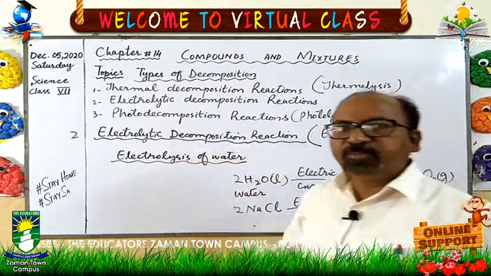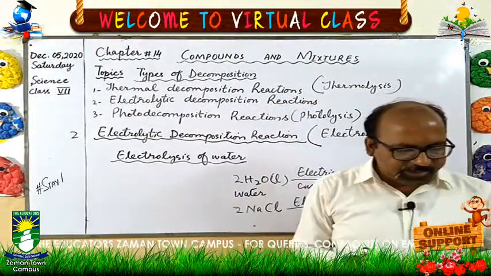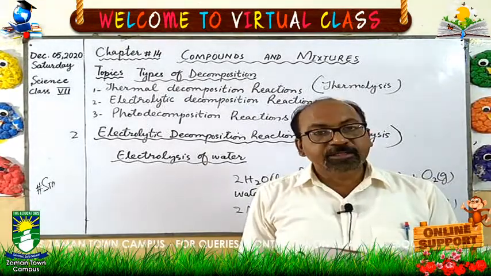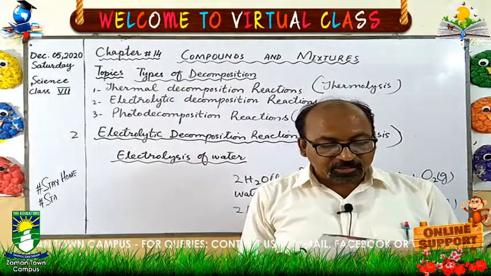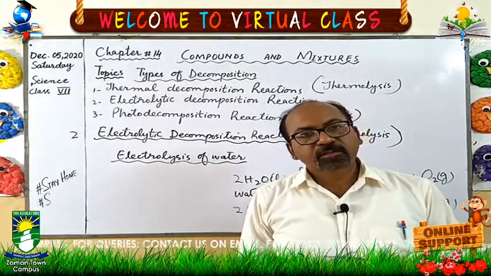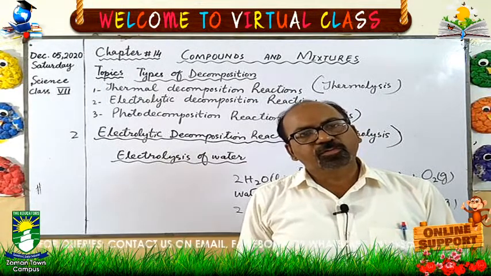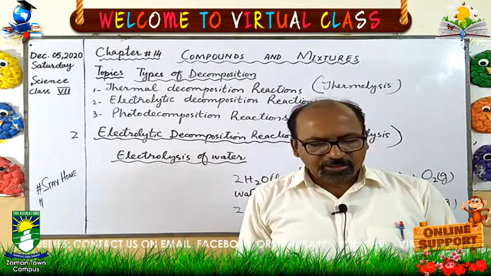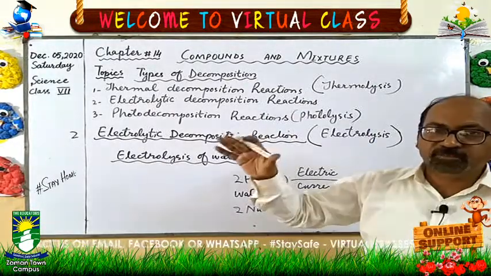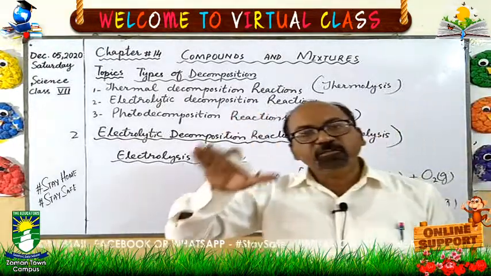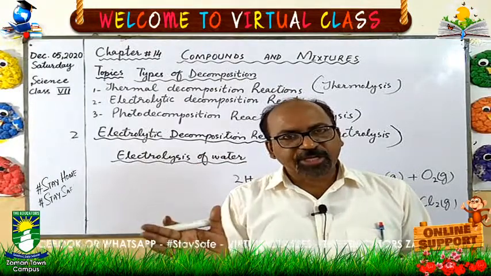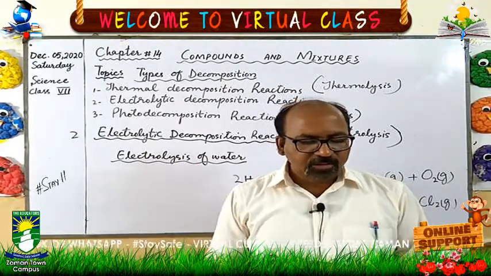So why has it changed? Because now the silver chloride is broken down into silver and chlorine. Silver is a solid, like silver you know very well, chandi, and the other is chlorine. Chlorine is a gas. A gas will be evolved from that substance. The color is now changed into gray. So this type of decomposition is called photolysis.